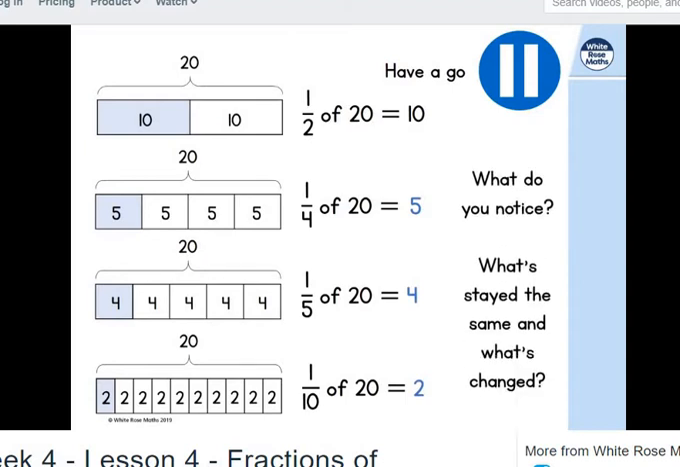What do you notice? What stayed the same and what's changed about all these fractions of the amounts? One thing you may have noticed, again, the whole has stayed the same, but the denominator was telling us how many we're dividing it into. And in each fraction, we're looking for one part.